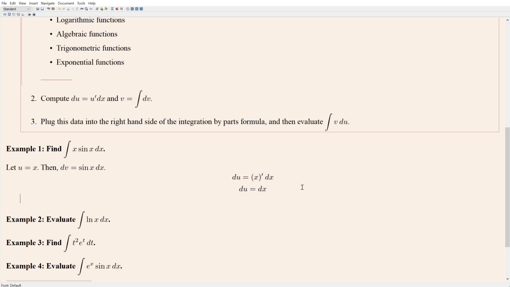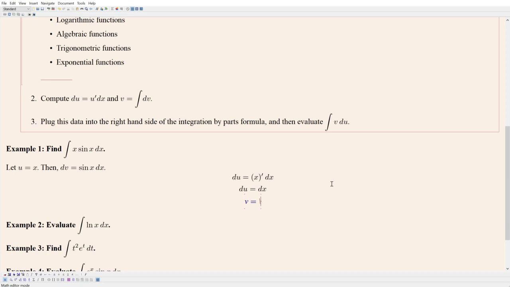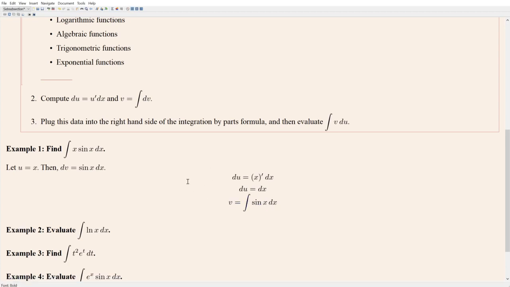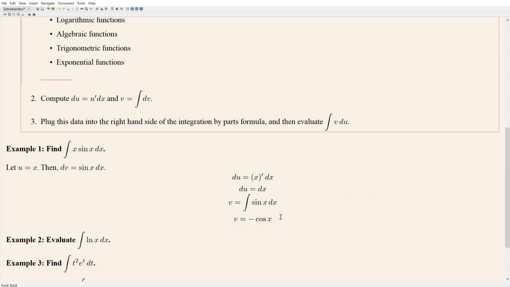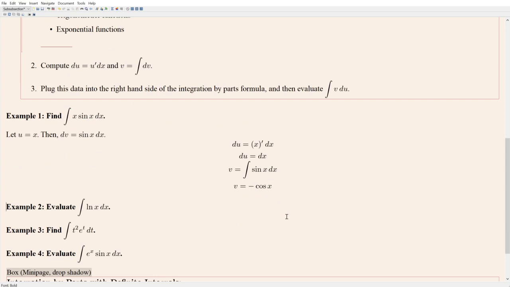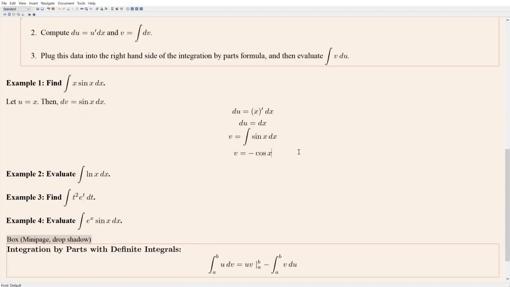As for v, we need to take the antiderivative of all of this stuff. So v is equal to the antiderivative of sine x dx. And this is why it's customary to include the infinitesimal term, since we're going to end up taking the antiderivative of it. So let's see. The antiderivative of sine is minus cosine. And don't bother about adding the plus c. That's unnecessary when we're doing integration by parts, as it happens.